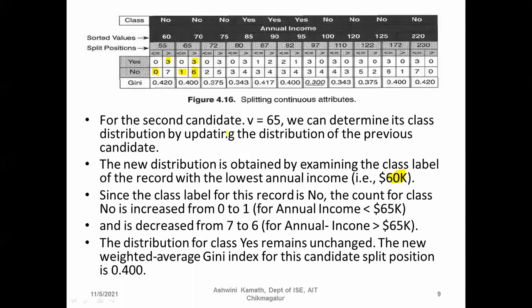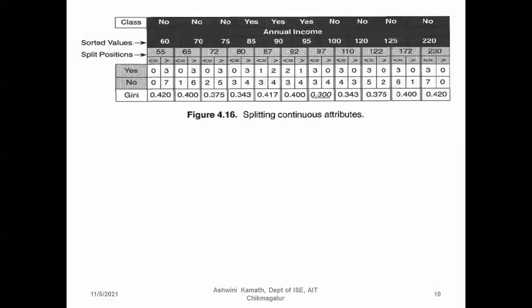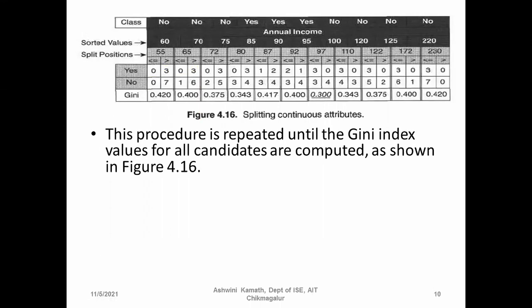The new weighted average Gini index for this candidate split position is 0.400. You know how to apply the values, so you can apply and check it out. Then this procedure, which we have done for the first and second split positions, will be repeated for each candidate split value. We have done it for 55 and 65. For the remaining also it will be done, 72, 80, 87 up to 230. For all of these it will be done.